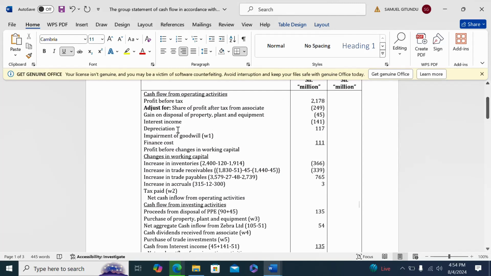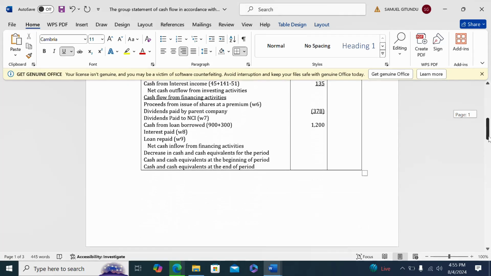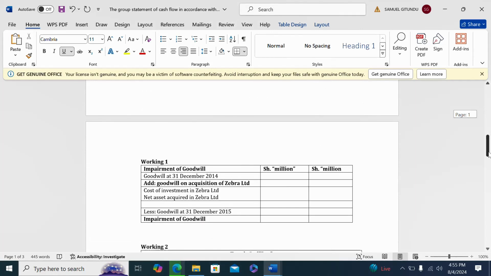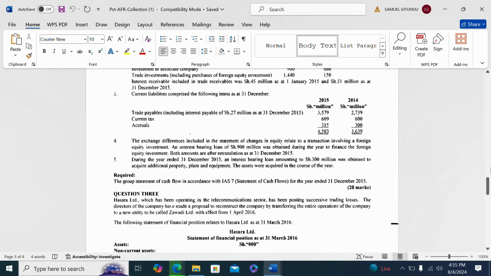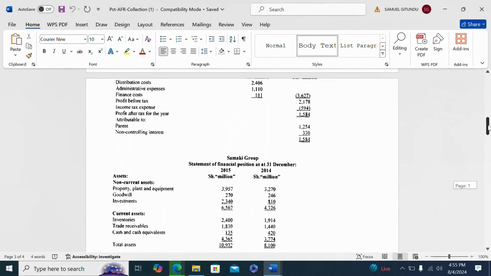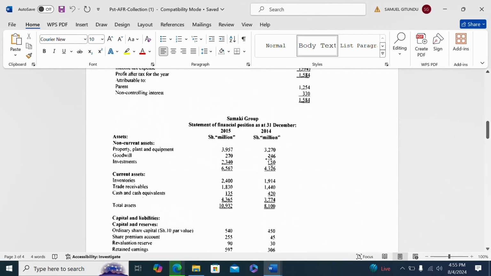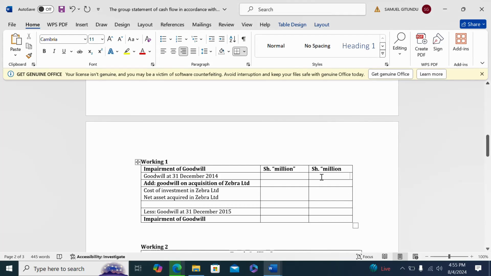The first working we need to do is the impairment of goodwill. So we come here to working 1, impairment of goodwill. We check the goodwill at 1st December 2014. How much was the goodwill at that date? From the statement of financial position, I can see that the goodwill was 246 million. So we put the goodwill at 1st December 2014 as 246 million.